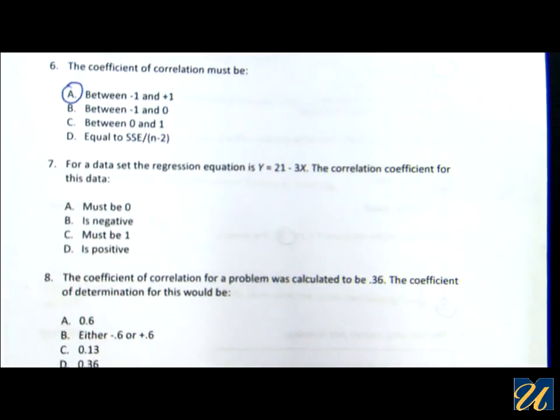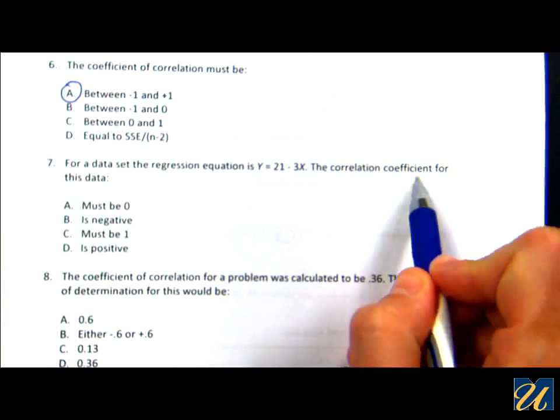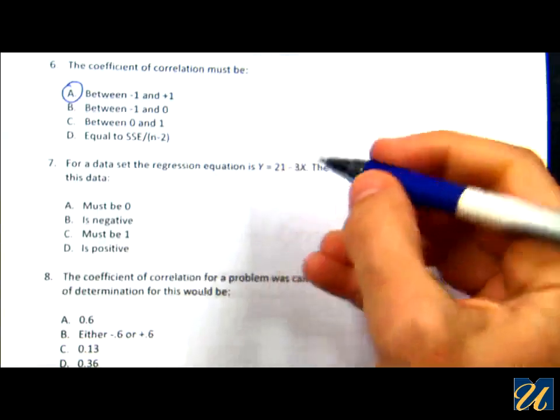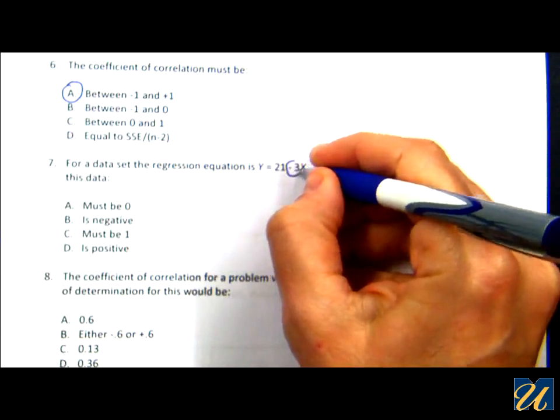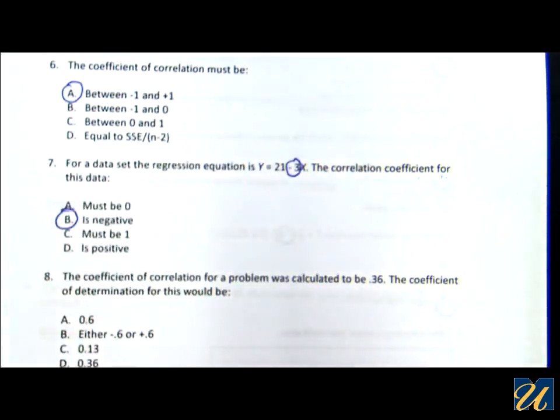For a data set, the regression equation y is equal to 21 minus 3x. The correlation coefficient for this data must be negative, and the reason being that the slope and R have the same sign. So if your slope is negative, your R, the correlation coefficient, will also be negative.